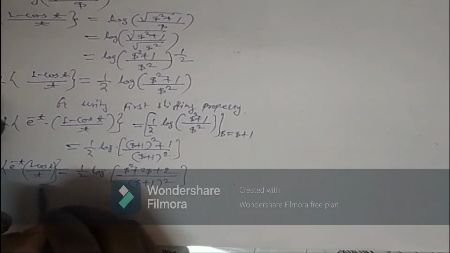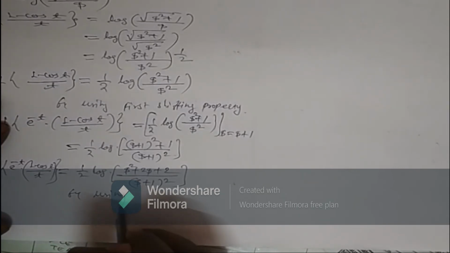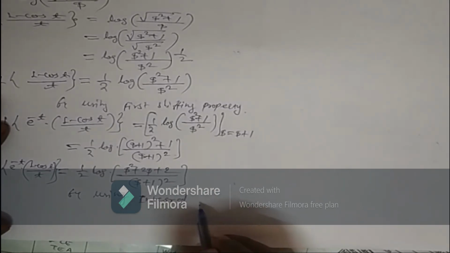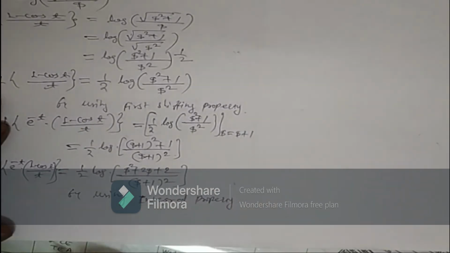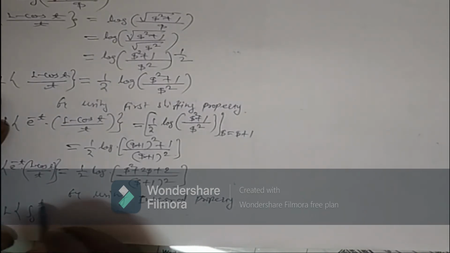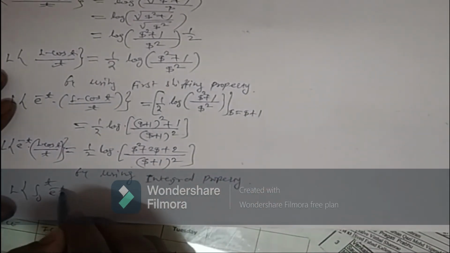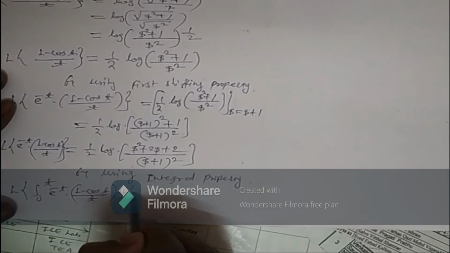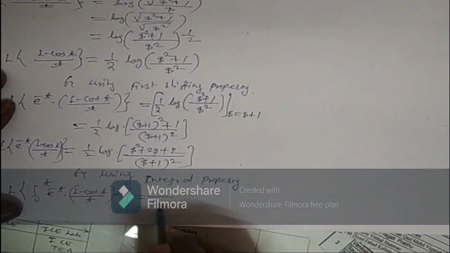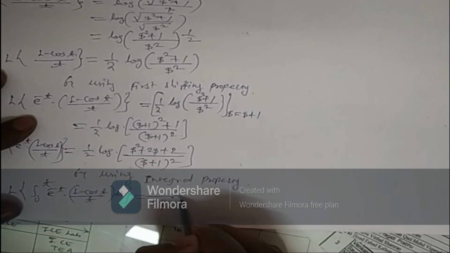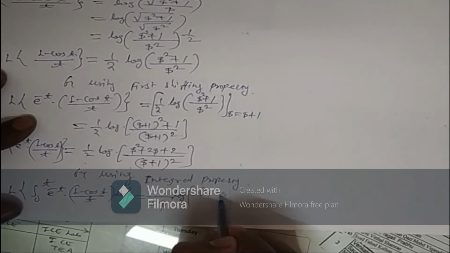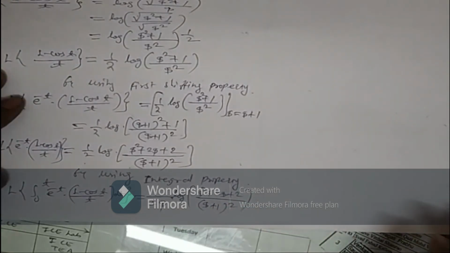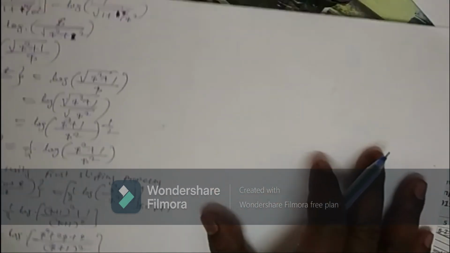Now after that, by using integral property, what do we get? Laplace transform of integration from 0 to t of e raised to minus t (1 minus cos t upon t) dt is equal to, what we have to do, we have to multiply it by 1 upon s. So here 1 by 2s log of (s square plus 2s plus 2 upon (s plus 1) square).